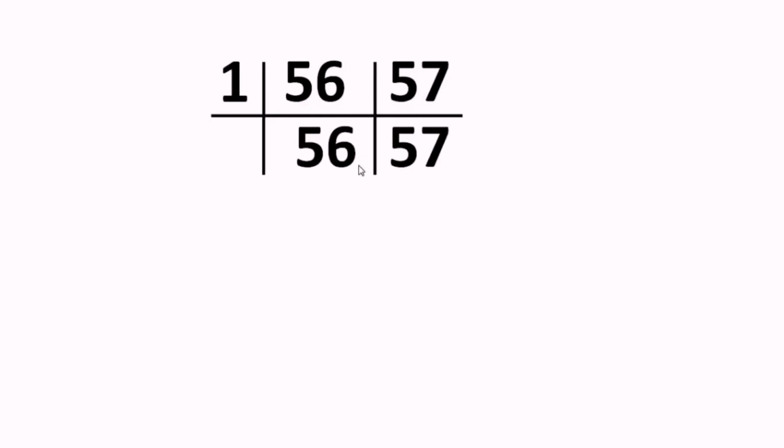And why is this happening? Because 56 and 57 are co-prime numbers. So whenever you come across co-prime numbers and you know they are co-prime, then of course you have to write their HCF as 1.